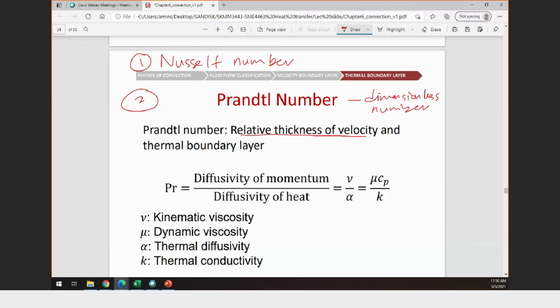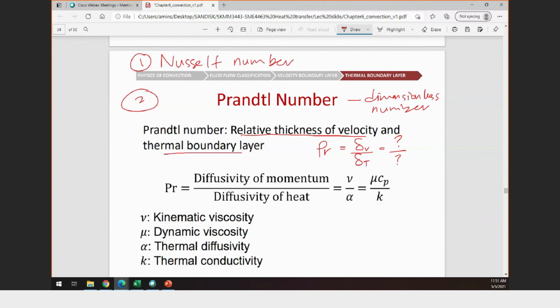Basically, if I can calculate this, it is delta V divided by delta T: the velocity boundary layer thickness divided by the thermal boundary layer thickness. Okay, but to calculate this is a bit difficult. It's a bit complex. You need a lot of equations to integrate.